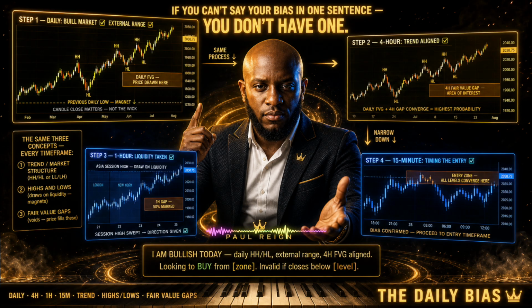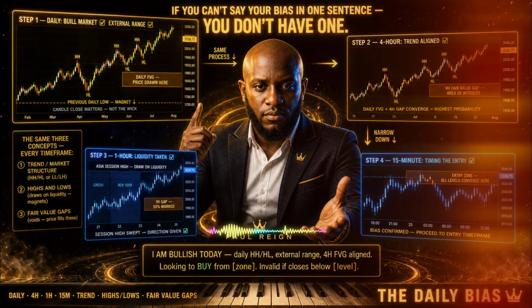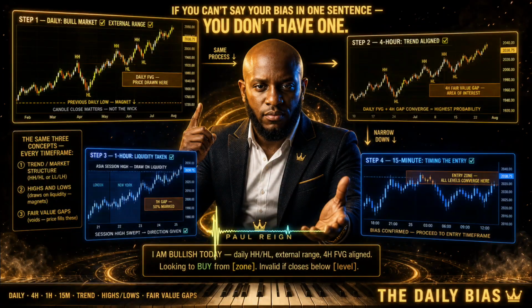Daily candle close matters, not the wick. Close first. A wick above the high that closes below is more rejection, the turn. Fair value gap on the daily, a void, the draw.